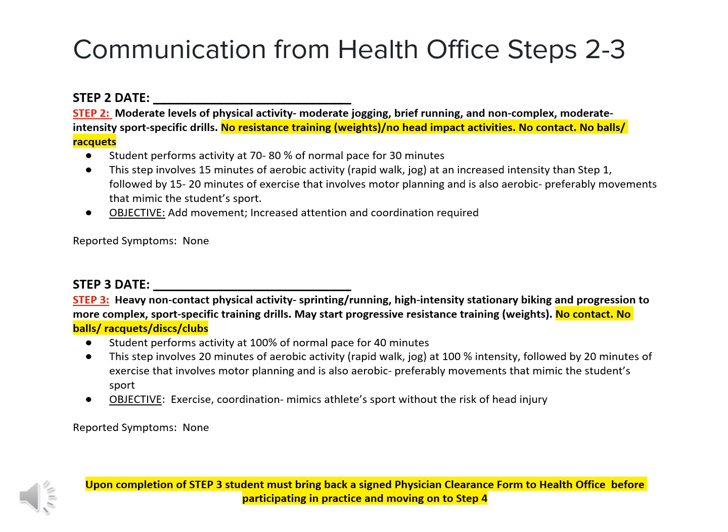Step 2 is moderate levels of physical activity: moderate jogging, brief running, and non-complex moderate intensity sport specific drills. No resistance training weights, no head impact activities, no contact, no balls or rackets. And then step 3 is heavy non-contact physical activity: sprinting, running, high intensity stationary bike, and progression to more complex sport specific training drills. May start progressive resistance training weights, no contact still, no balls, rackets, discs, or clubs.